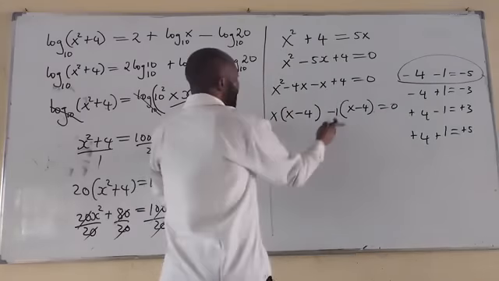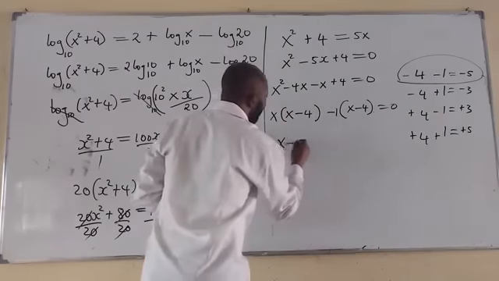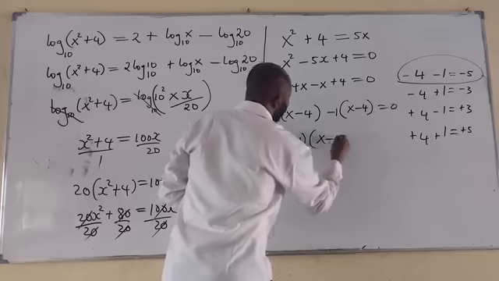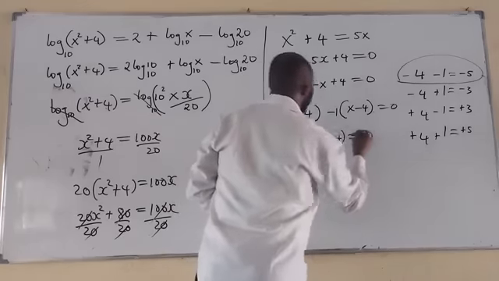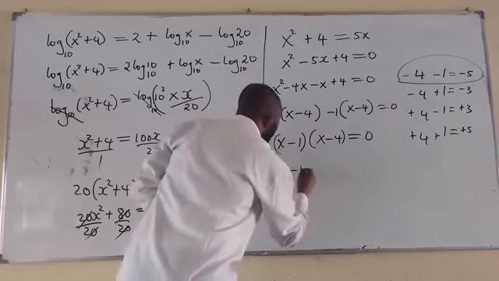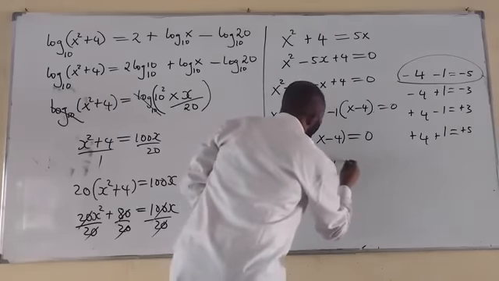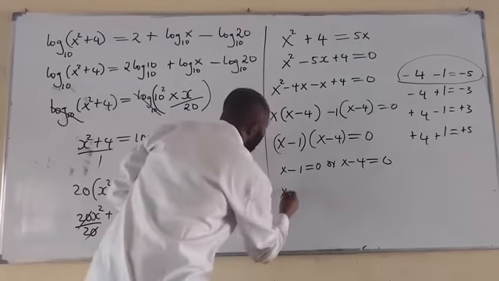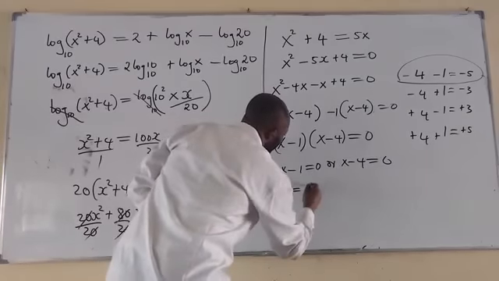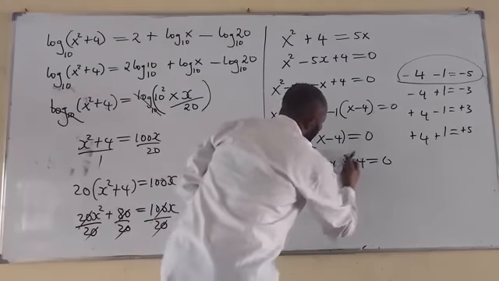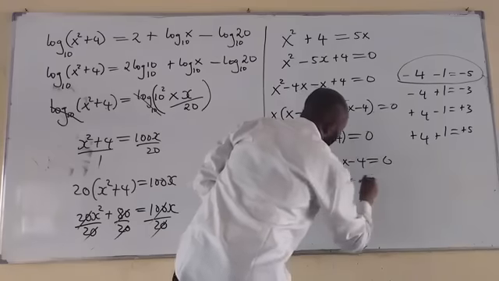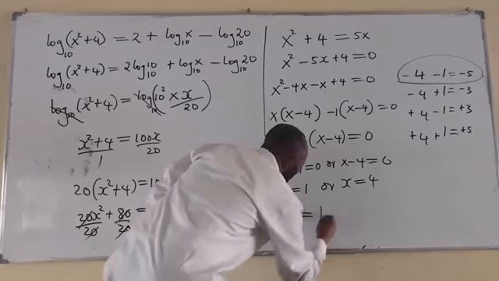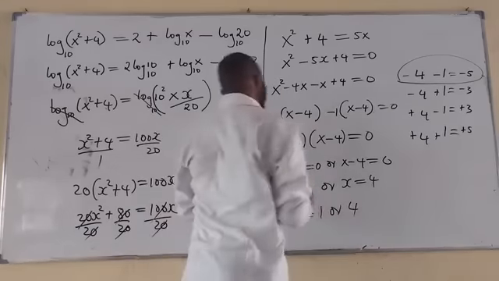So now I bring out the variables outside, which is x minus 1, and the ones inside which are the same, which is x minus 4. All this equals 0. Therefore, x minus 1 equals 0 or x minus 4 equals 0. If that is true, this one crossover becomes plus 1, or this one crossover becomes plus 4. So our answer is x equals 1 or 4.